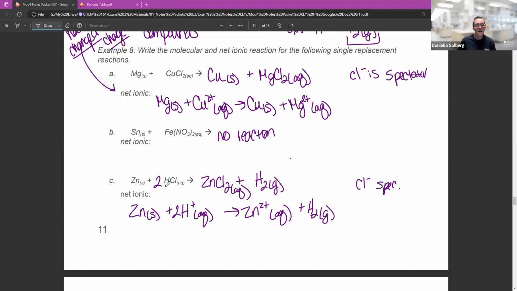Now again, net ionic is just the things that change charges. So zinc went from 0 to +2, so zinc has to stay in. Hydrogen went from +1 to H2 gas, so it also stays in. So this is my net ionic equation.